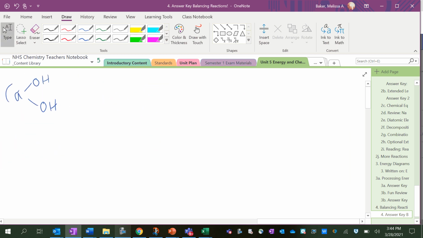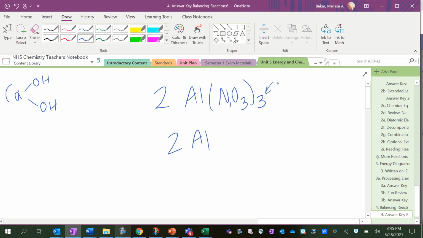Right, but what if it's something like 2 Al(NO3)3? Whoa. Okay. Now we've got two Als because this 3 does not apply to the Al. It's just for the NO3s. So for N's, we've got 2 times 1 times 3. So that's 6 N's. And then for the O's, it's 2 times 3 times 3. So 18.